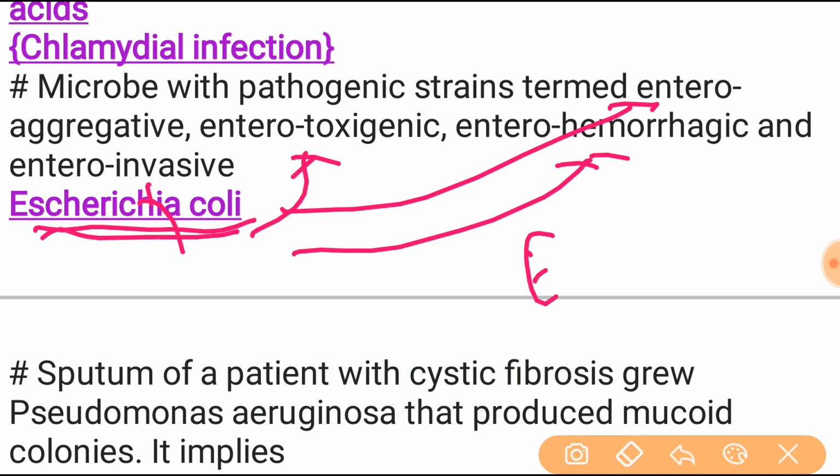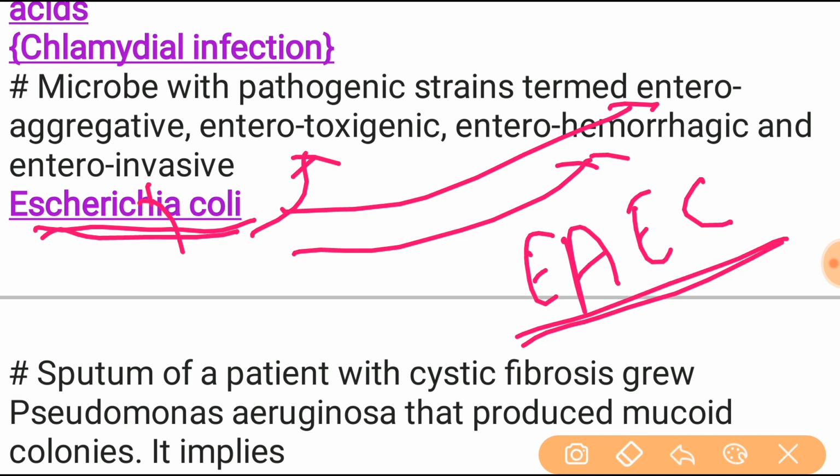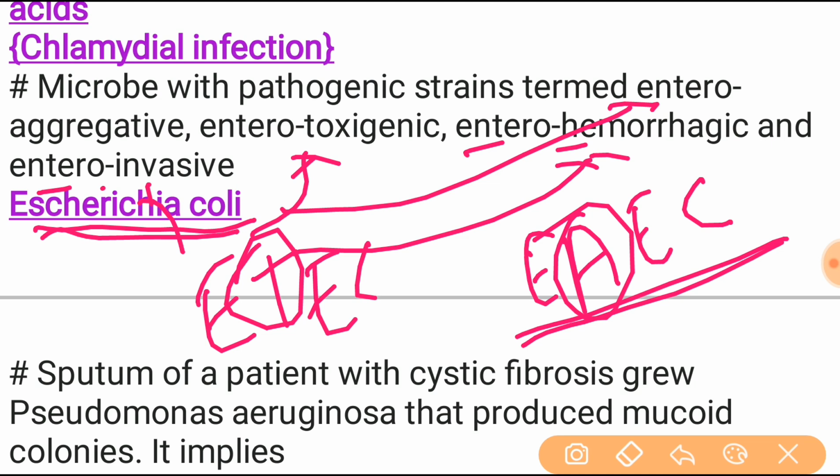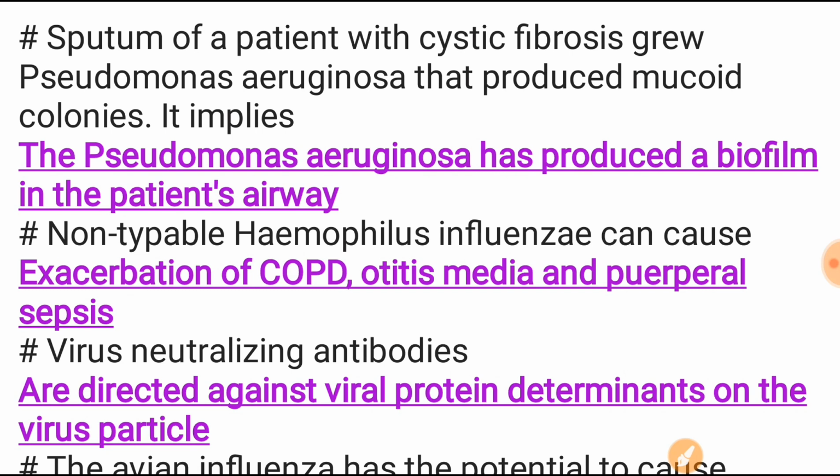In the PG exam, the question is not asked as what that is; it is written as EAEC. If you have not remembered the full form, you won't be able to write the right answer. So you have to remember EAEC, enterotoxigenic E. coli ETEC, then EHEC, EIEC. These are the types of E. coli. You have to remember what causes toxigenic, aggregative, hemorrhagic. I will also tell about such E. coli in a detailed video. Next thing: the sputum of a patient with cystic fibrosis grew Pseudomonas aeruginosa that produces mucoid colonies. It is telling about Pseudomonas aeruginosa producing mucoid colonies.